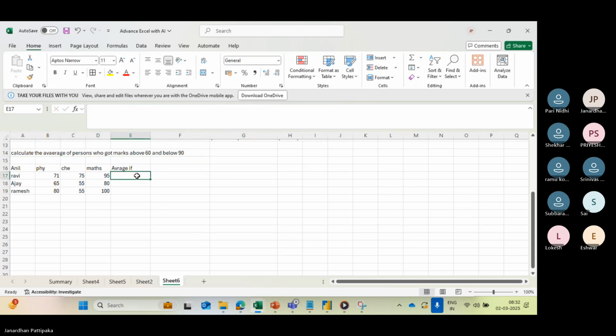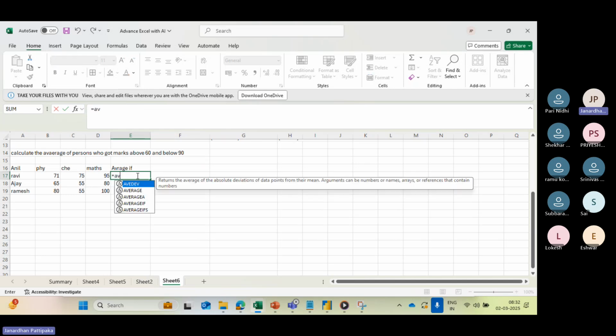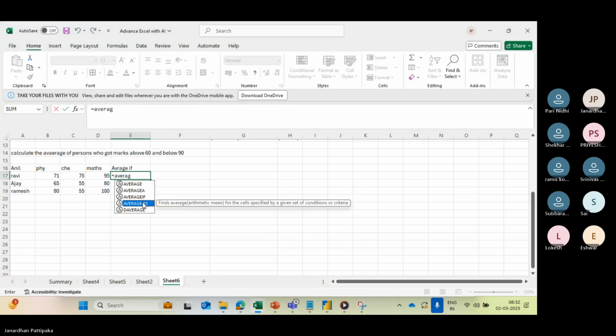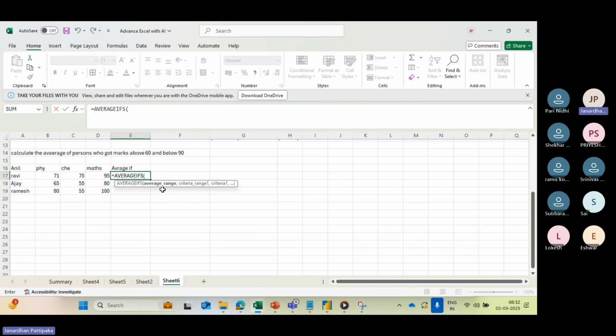So instead of this, I will use the formula is equal to AVERAGEIFS. When you type the formula, you need to press tab. It will ask for the average range. So what average range do I want to take? First, it is the average range, from 71 to 95. This is the range, so you need to select that range.